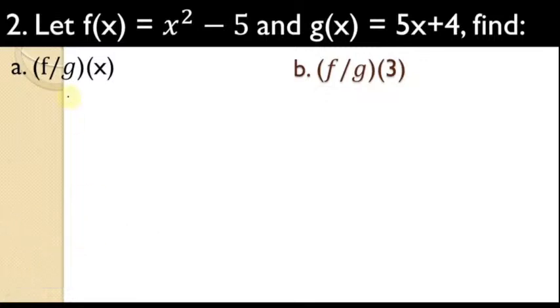So we have, let f of x equals x squared minus 5 and g of x equals 5x plus 4. So find letter A, f over g times x, and letter B, f over g times 3. So sa letter A muna tayo. So formula, that is the quantity of f over g times x equals f of x over g of x.